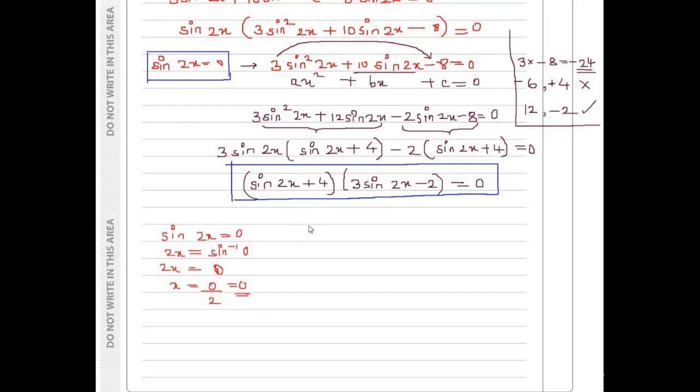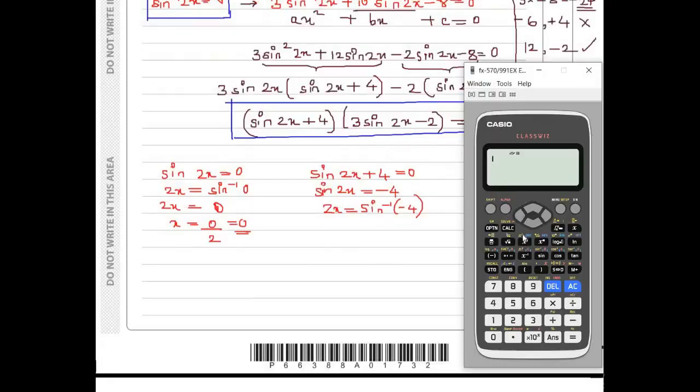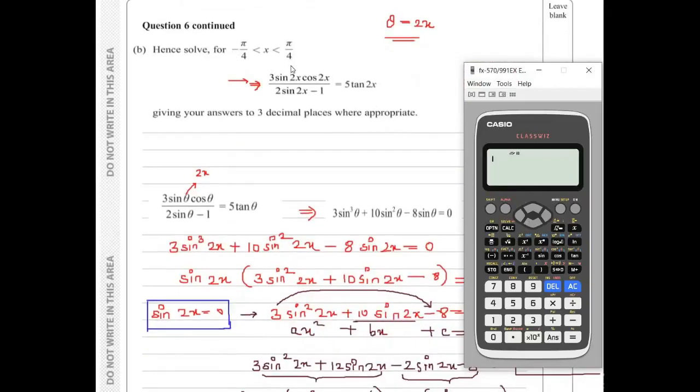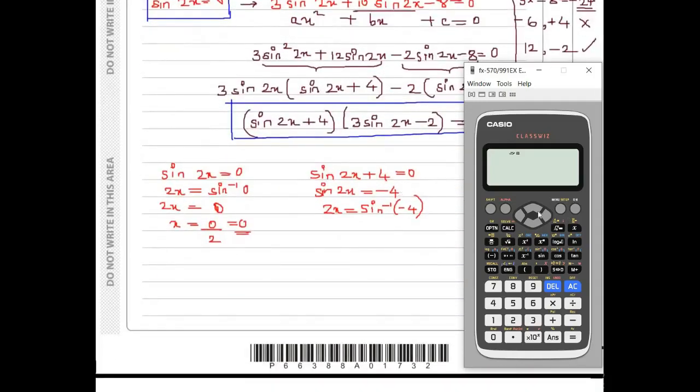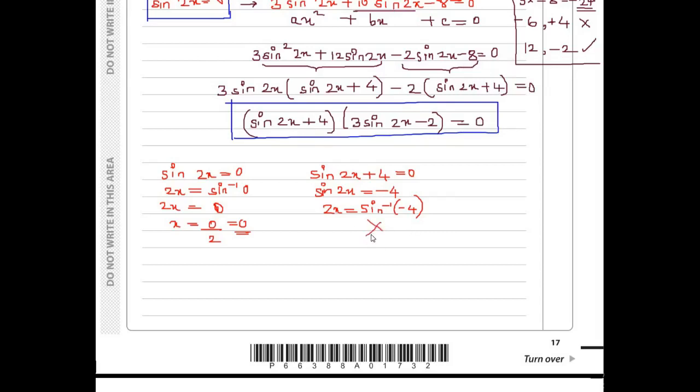Now for the other factor, sine 2x plus 4 equals 0, so sine 2x is equal to negative 4. Let us do the same thing: 2x is equal to sine inverse of negative 4. Remember to change the mode from degrees to radians, because they have given us the range in terms of radians. So in your calculator, change it to radians. Now let us do sine inverse of negative 4. We get a math error, showing us that sine inverse of negative 4 does not exist. It will not exist.